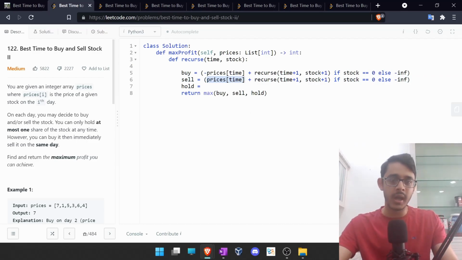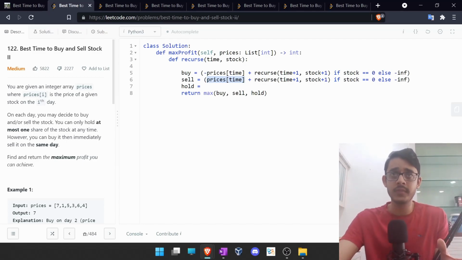Whenever you make a decision to sell the stock, what are you going to get? You bought a stock at an earlier point of time, and you're going to sell it now. You already have the stock. What is the amount of profit you're going to get by selling the stock? This is just prices of time. Then you'll do the same thing. You'll do recurs of time plus 1.